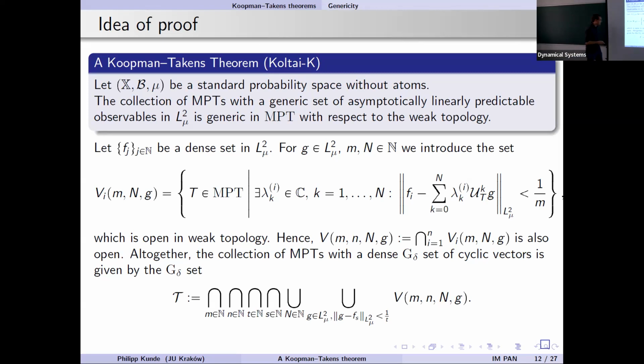Of course, one has to check that this really does the job, so that the transformations T that lie in this intersection really have a countable and dense collection of cyclic vectors. But the heuristic idea is that these unions and intersections take care of that the collection that we build up here is a generic collection, and this intersection takes care of that the collection of cyclic vectors for that transformation T becomes a generic set.